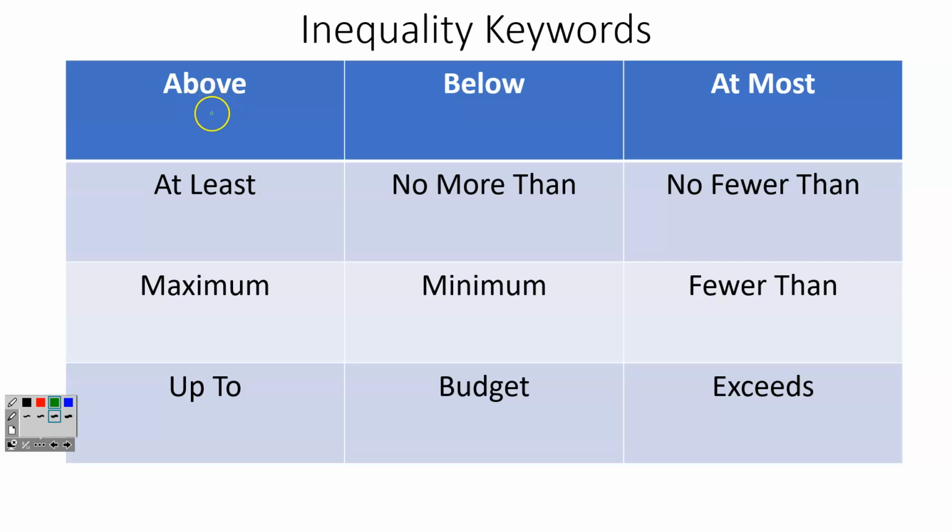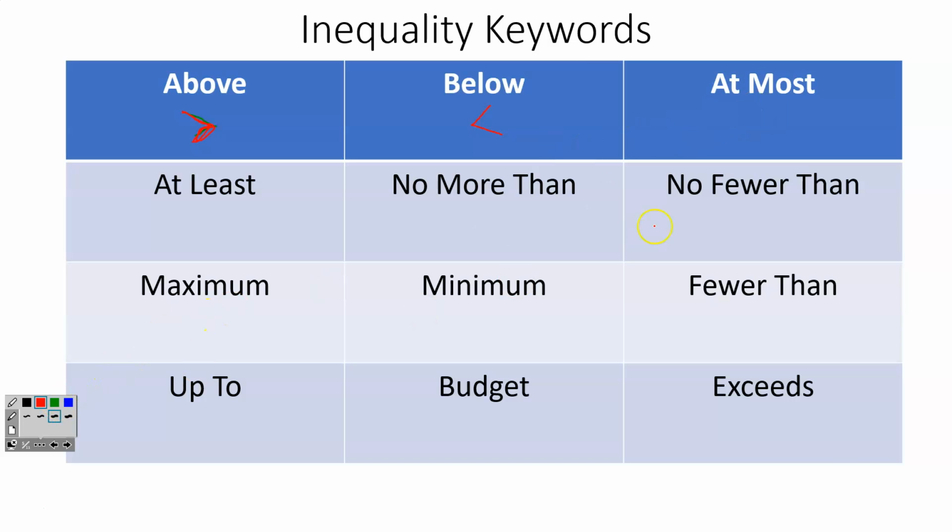So above, so if I want to say I need above 10 feet, that means I need more, but I can't have exactly 10 feet. It's got to be more than that. So we're going to use a greater than symbol, not an equal to, just a greater than. But below, if I say it's below 10 degrees, then it's going to be less than. It's not going to be including that number.